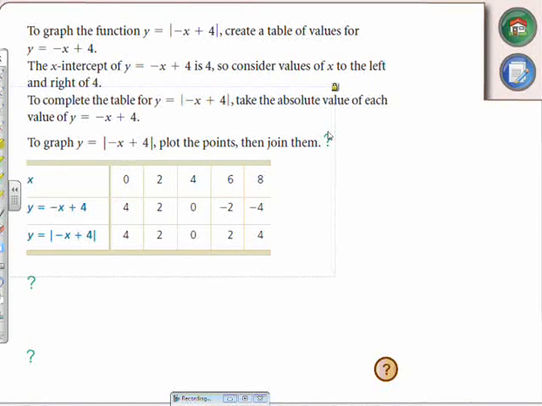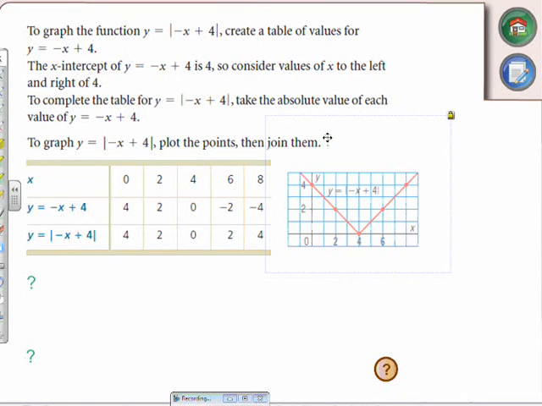So we pick some points, some x values, and we start plotting them. And we see what does the graph look like. And as you plot it, you see in your book there, it's already there for you, that we get, again, that V shape. The absolute value functions have a V shape to them because it reflects, it bounces the negative portion of the line up into the positives.